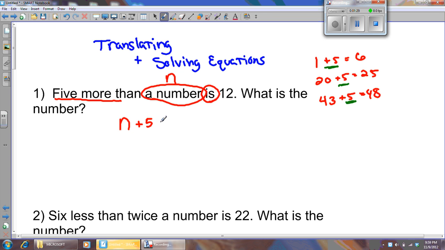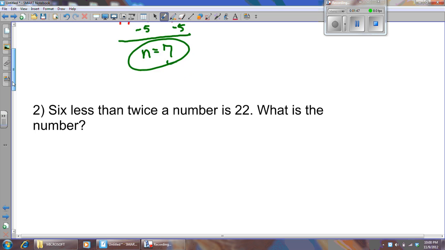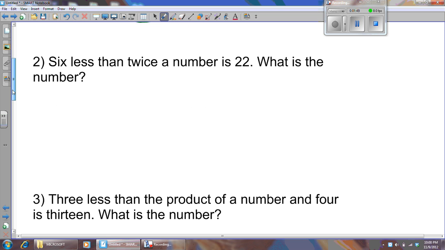Is means equals in math. 12. What is the number? Well, if I solve for n, I can find out the number. I can subtract 5 from both sides, and I will get n equals 7. And there you go.